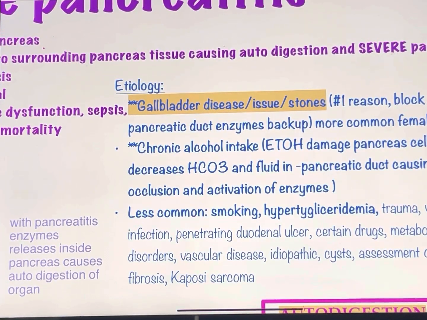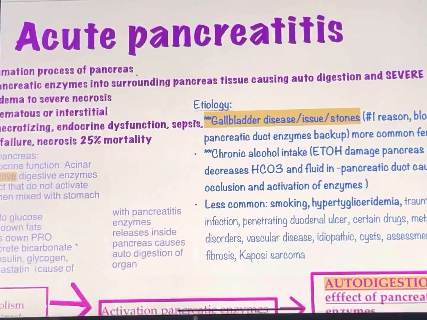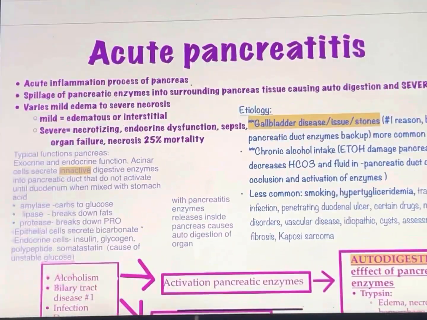Alcohol also causes damage to those same pancreatic cells, and this decreases the production of bicarb as well as the fluids that are typically secreted by the pancreas, and it causes a viscosity within that pancreatic duct and causes an occlusion and activation of those same enzymes inside of the pancreas. There are some less common reasons, such as smoking, hypertriglyceridemia, trauma, viral infection, and certain drugs or metabolic disorders.